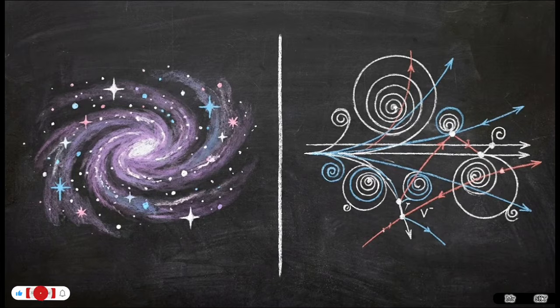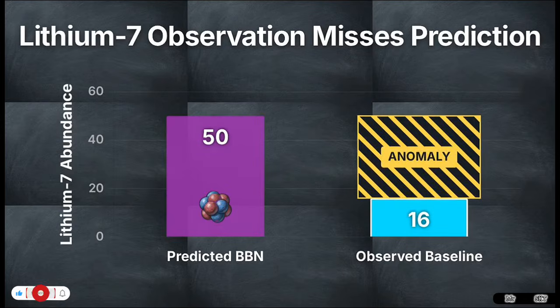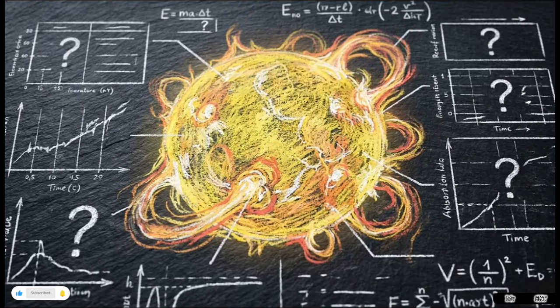The model is robust, though anomalies exist. The observed level of lithium-7 is lower than predicted, which researchers view as a gap in our knowledge of stellar physics, rather than a failure of the Big Bang model.